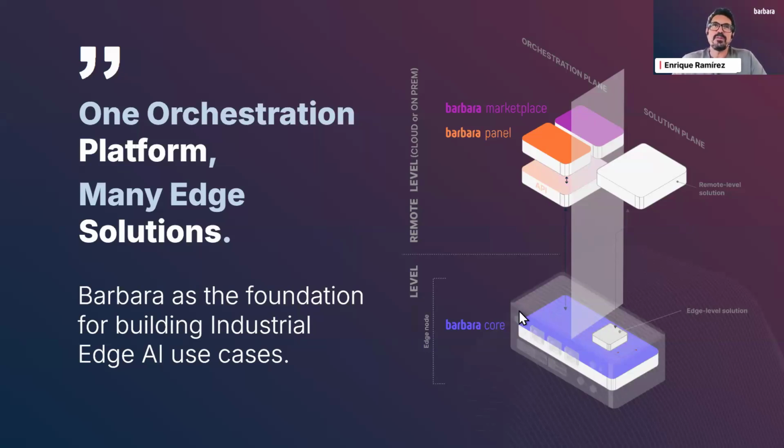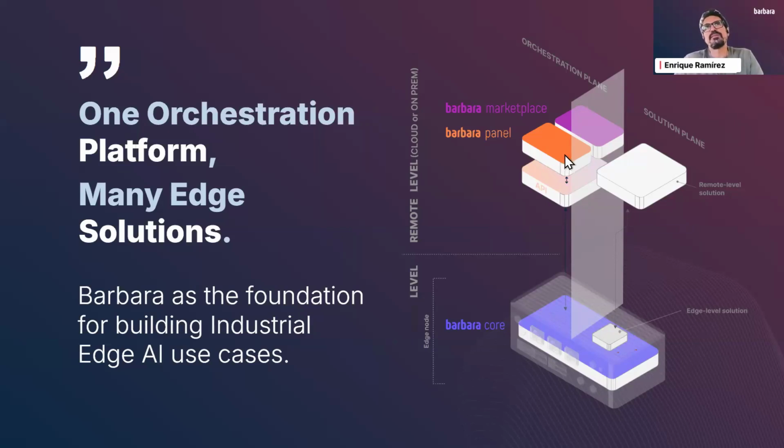Then this device with the Barbara Core connects to the platform itself, and the platform is composed of the API, and the Panel, which is the interface we will use for controlling all my edge nodes, and the Marketplace. The Marketplace is basically an application hub that contains over 150 different applications ready to be deployed in a single click on our edge nodes. So this is the way we work.